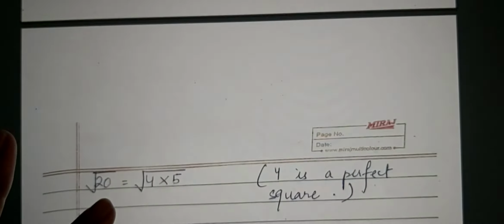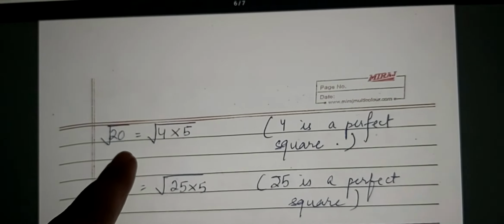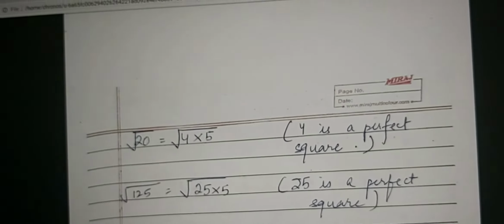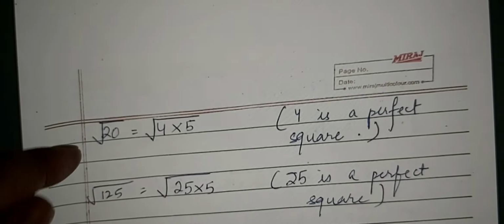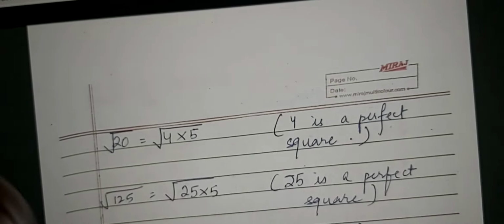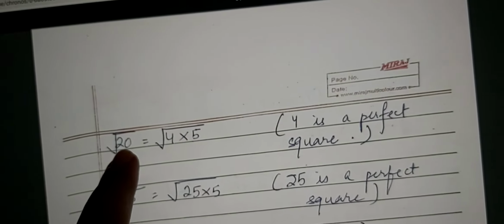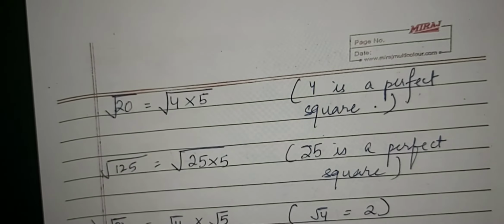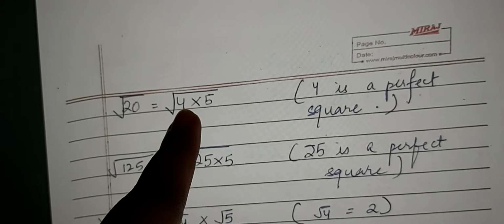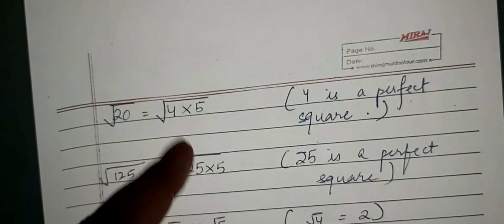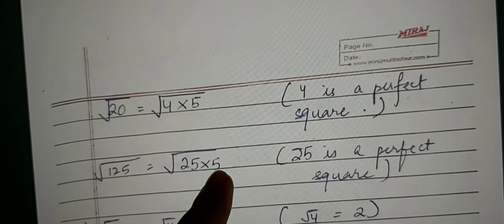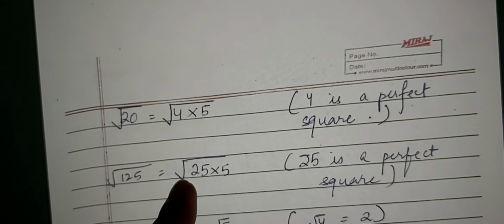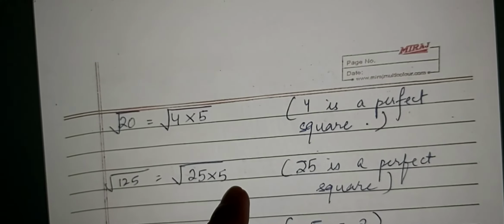Now what does that mean? Square root 20 is equal to square root 4 into 5. How do I know this? 4 5s are 20. What I need is to split a number into 2 numbers which, when I multiply, give me the number in the square root. But I have to remember one thing: of the two numbers, one number has to be a perfect square. Now 4 is a perfect square, right? 2 into 2, 4. Same for 125, which is 25 into 5. 25 is a perfect square, 5 5s are 25. So I have split 125 into 25 into 5.